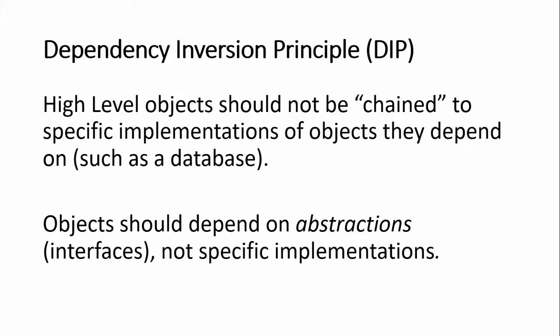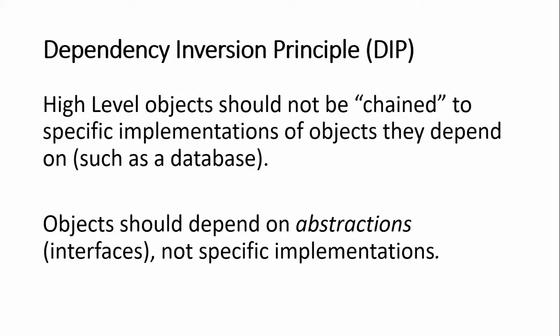As I said before, high-level objects should not be chained to a specific implementation of objects they depend on. Objects should depend on abstractions, which means interfaces, not specific implementations, which means concrete types. So the lamp should not know that it needs to be plugged into a specific power outlet. All it should know is, okay, I just need a 120 volt supply. That's it. I don't care which one. I just need something that provides me 120 volts. That's it.